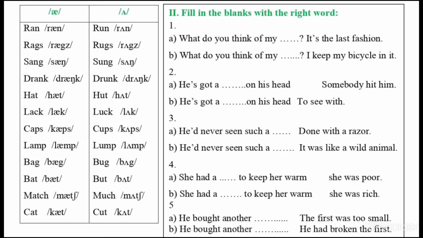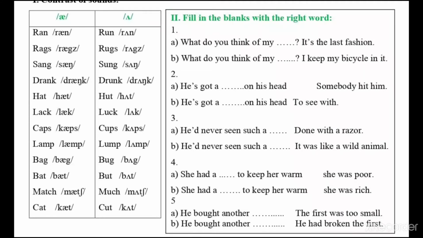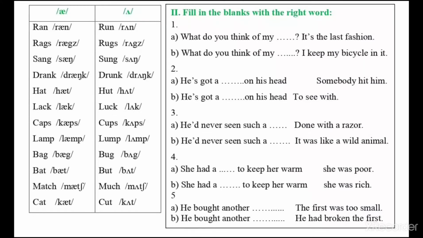Now we move to the second task where you have to fill in the blanks with the right word. So you are going to take words or pairs from the table. We have 5 pairs of sentences and you are going to take 5 pairs from the table. So I start reading the first pair of sentences.